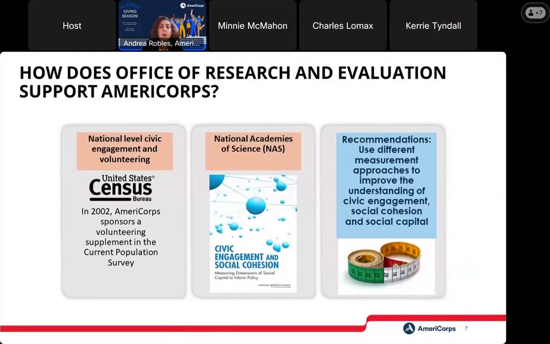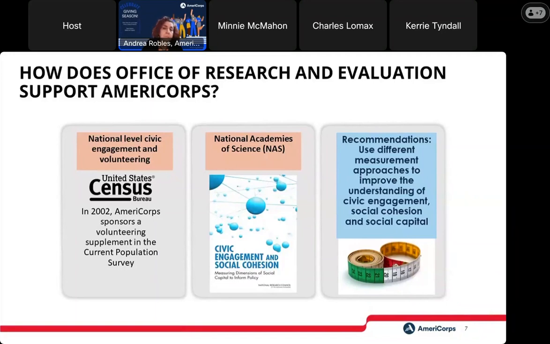So how does the Office of Research and Evaluation support AmeriCorps, and how do we integrate participatory research in our work? One of the main goals of our office is that we want our information and data to be useful for enhancing our AmeriCorps programs, but also to be useful for communities. We conduct research at a variety of geographic levels and use a variety of research approaches.